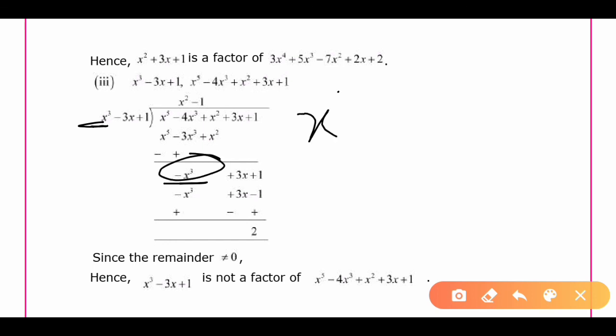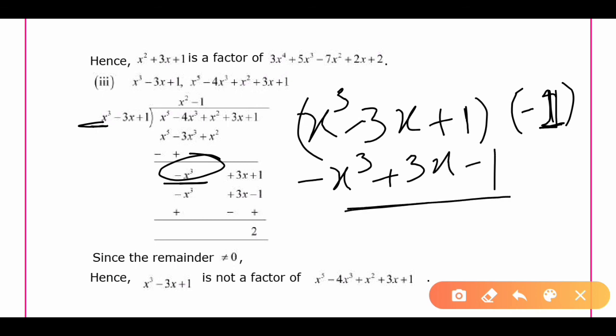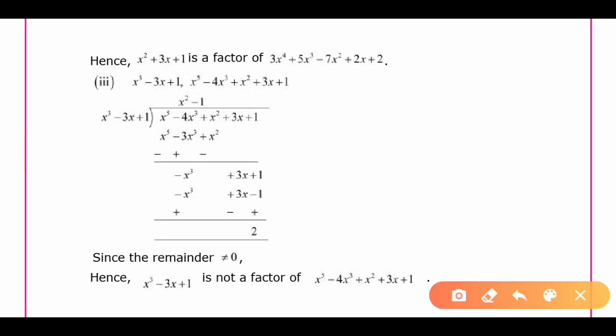So x cube minus 3x plus 1 will get minus x cube by multiplying it by minus 1. Okay, when we multiply it by minus 1, we'll get minus x cube plus 3x and minus 1. Clear? So you can see here we got minus x cube plus 3x minus 1. Now we will replace the signs.